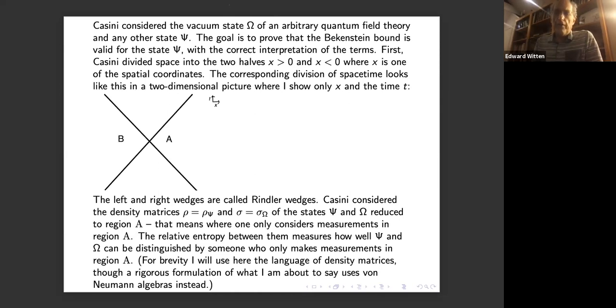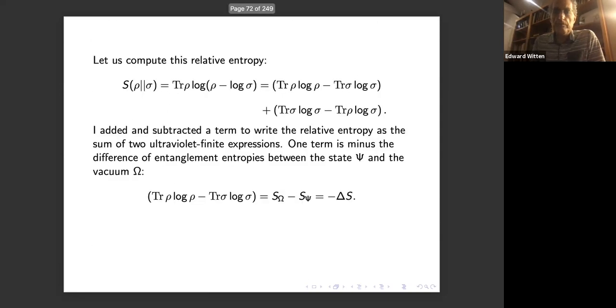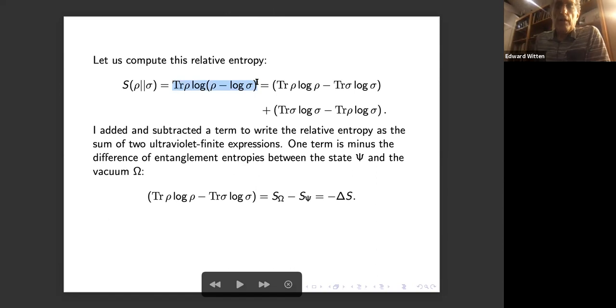Now, for brevity, I'll use here the language of density matrices, though a rigorous formulation can be made using von Neumann algebras. So we're going to compute the relative entropy. Here's its definition. As you'll see, it has the property that it's finite in quantum field theory, but actually it's written here as a difference of two terms that are both infinite. It turns out that either of these two terms has an ultraviolet divergence. So Casini's first step is to add and subtract something to write the relative entropy as a sum of two terms that are both finite, well-defined. So he adds and subtracts trace of sigma log sigma. And as you'll see, the two terms in parentheses are both finite.